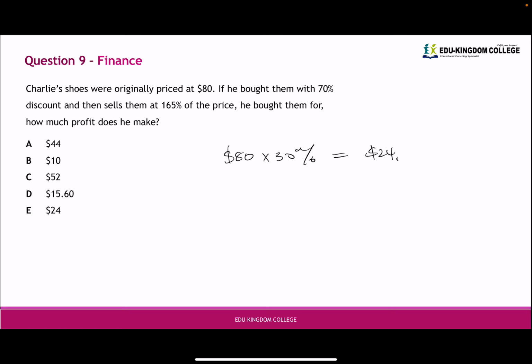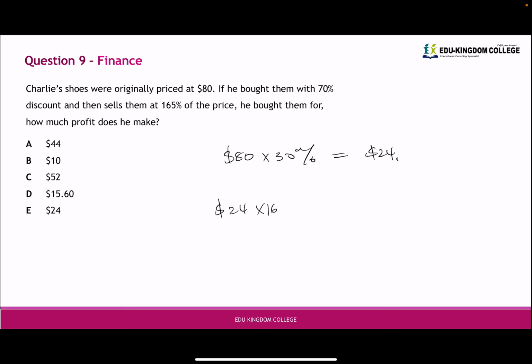And then he sells them at 165% of the price that he bought them for. So how much profit does he make? When you buy something and sell it at 100% of the price, that's breaking even. You make as much as you spent. Now, if you're selling them at more than that, you're making a profit. So he sells it at 65% more than he bought it for. So that's making a 65% profit on $24.